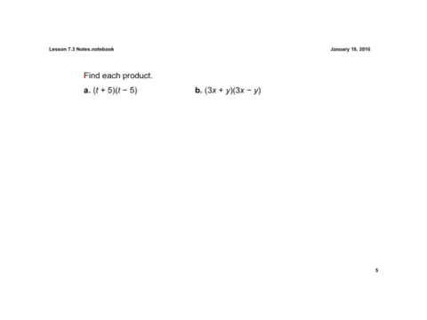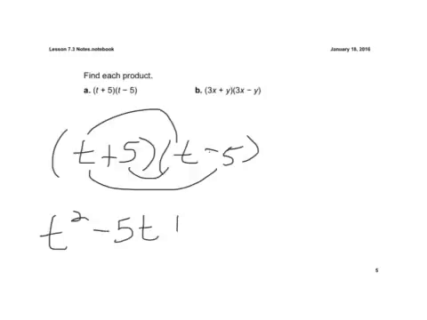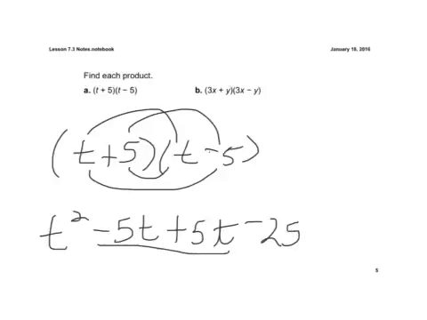Now again, we could use a pattern, but if I just set it up, t plus 5 times t minus 5, and use the FOIL method. First times first is t squared. Outside times outside is minus 5t. Inside times inside is plus 5t. And then last times last would be minus 25. Now, when we go to write our final answer, notice that these two middle terms cancel each other out. So it's t squared minus 25 is your final answer.